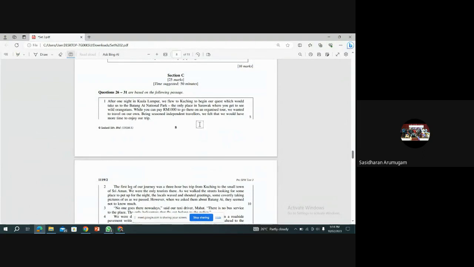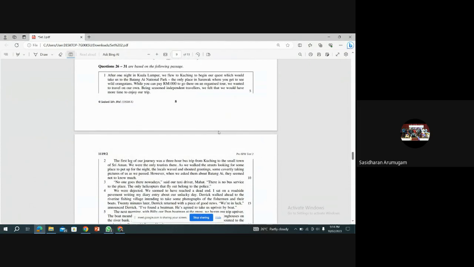After one night in Kuala Lumpur, we flew to Kuching to begin our quest, which will take us to the Batang Ai National Park, the only place in Sarawak where you get to see wild orang-utans. While you can pay 1,000 ringgit to go there on an organized tour, we wanted to travel on our own. Being seasoned independent travelers, we felt that we would have more time to enjoy our trip.